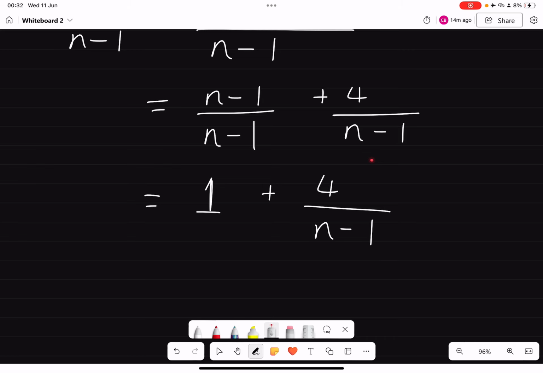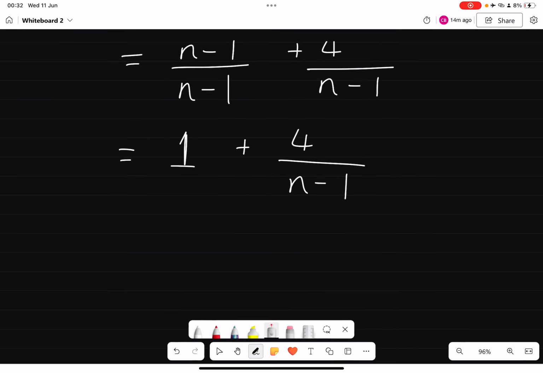So the idea here is, as long as n minus 1 is a factor of 4, then we are going to have a total of an integer. What I mean is, let's say you have 4, if n minus 1 is 1, then you're going to have 4 as the answer. So now the big thing is, how many numbers can go into 4 completely?